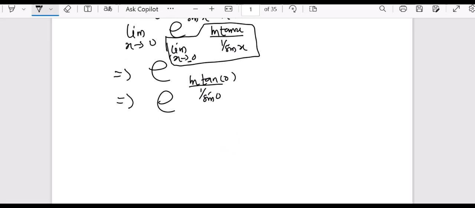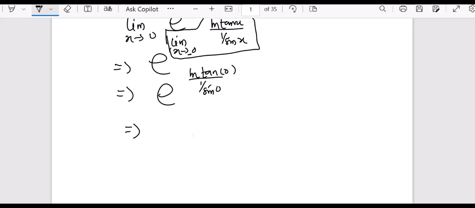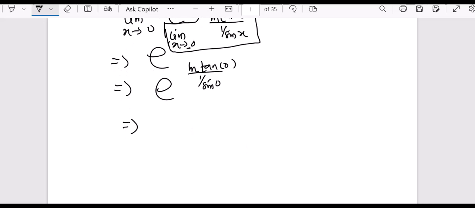Okay, so you know that tan 0 is 0, and so ln of tan 0 is infinity. So that will just be e power infinity over 1 over sine 0, which is also infinity, and so you have this, which is undefined or indeterminate.